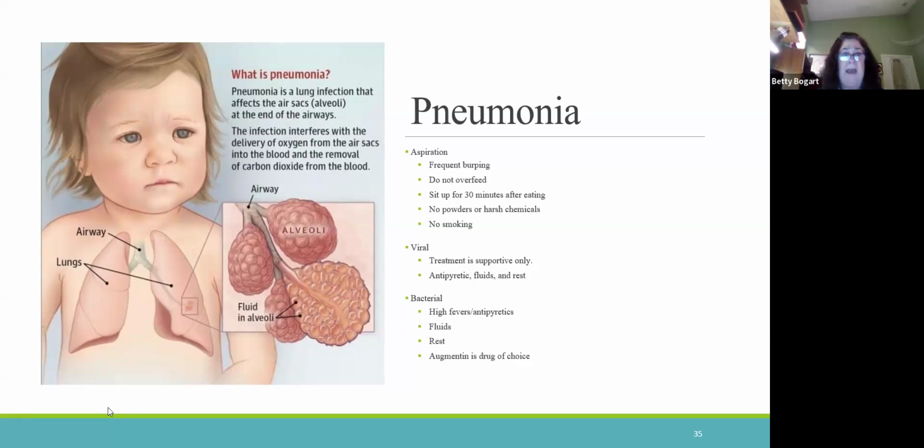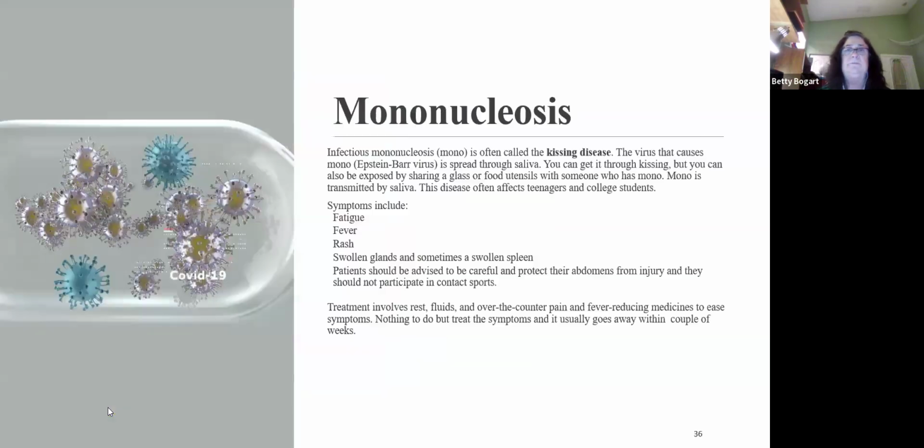Now, if it's viral, it's like having a viral upper respiratory infection. All we do is treat the symptoms, supportive: acetaminophen, ibuprofen, fluids, rest. That's it. Okay. And then, of course, with bacterial, all of the other stuff, but they usually have a good fever going on. So we will be giving, and it's usually staph, Augmentin, always number one drug of choice.